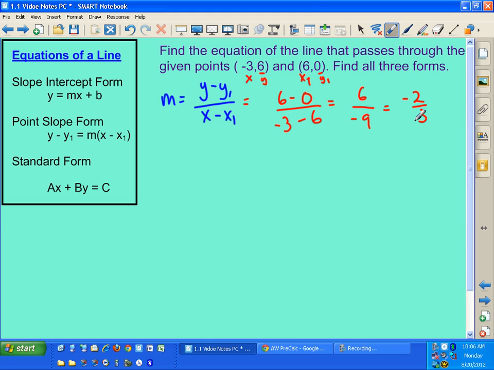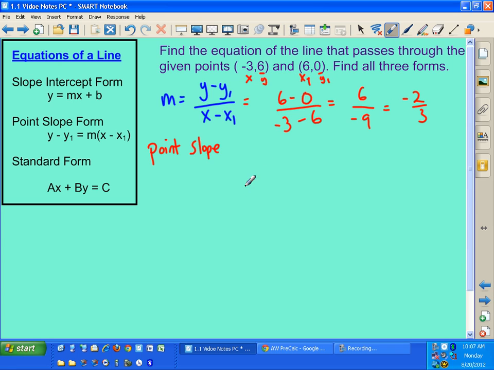As long as there's one negative in there, it doesn't really matter where the negative sign goes. So now I've got the slope of my line, and to write the equation, I'm going to write point-slope first because I'm at that point. I've got the slope, which is right here, negative 2/3, and I can pick either one of these points and you'll get the same thing.